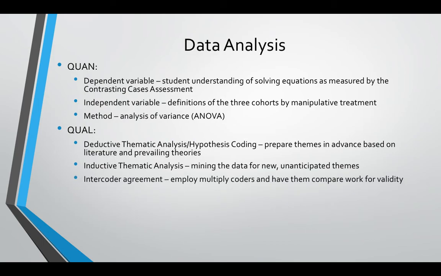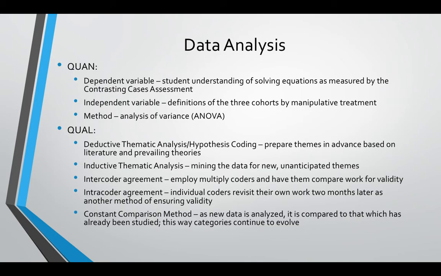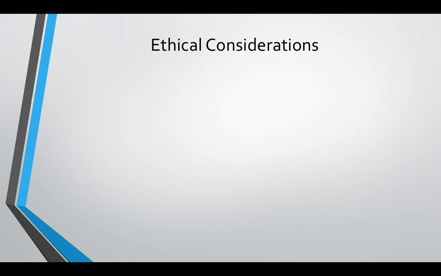I will employ multiple coders and have them compare work for validity to achieve inter-coder agreement. Additionally, I will be going after intra-coder agreement, and to do this I will have individual coders revisit their own work 2 months after the fact as another method of ensuring data analysis validity. And we will be using the constant comparison method. As new data is analyzed, it will be compared to that which has already been studied. In this way, our categories will continue to evolve.